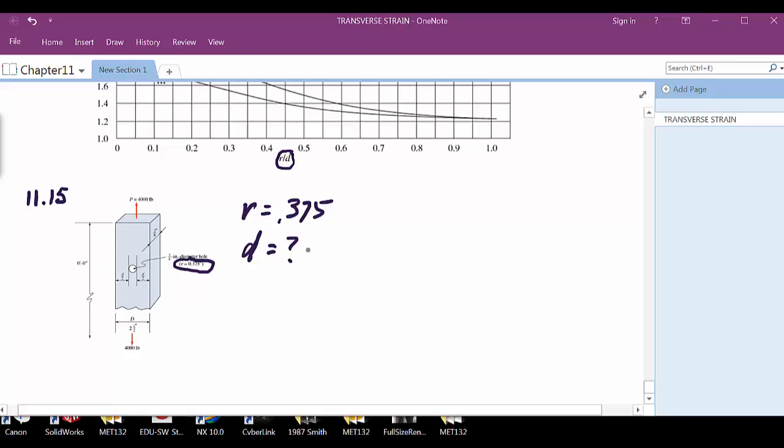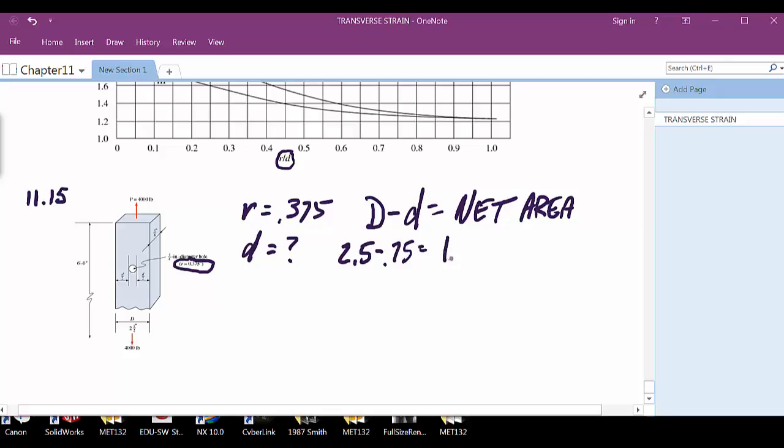All right? So what do we do for D? Well, look, this says D divided by 2, that's lowercase d. So it's the uppercase D minus lowercase d that gives us the net area, doesn't it? Make sense? So if we take the 2.5 minus the 3/4. No, now be careful, 3/8 is R. The lowercase d is the diameter of this hole. Oh, just 3/4, okay, 0.75. And we end up with 1.75, yeah, 1.75.